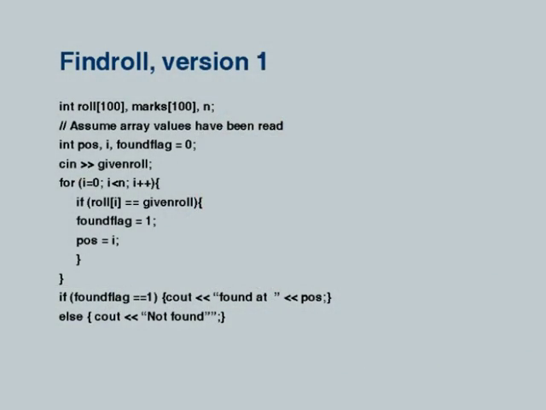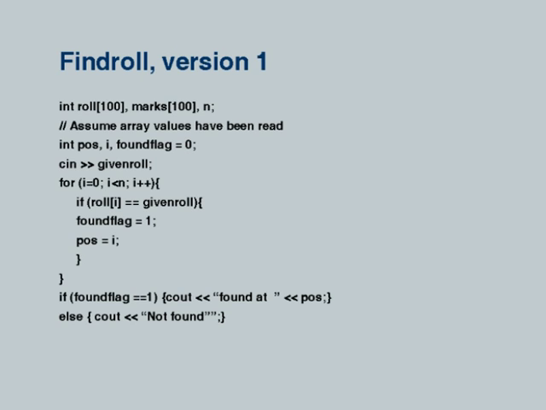In this program, I assume that the arrays have been read. I just declare pos for a position where I find the fellow, if at all I do. I assume that given role, etc., has been declared. I read the given role. And now I set up an iteration. So for I equal to 0 to n, I check if ith roll number is given roll. If it is, I set found flag equal to 1. The green flag is up because I have found him. And I set the position, which is the current position I, to pos.